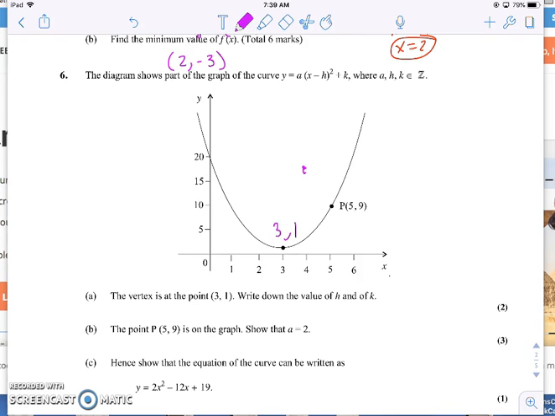Write down the values of h and k. Well, h would be 3, k would be 1. The point (5, 9) is on the graph. Show that a is equal to 2. Well, we can do that.